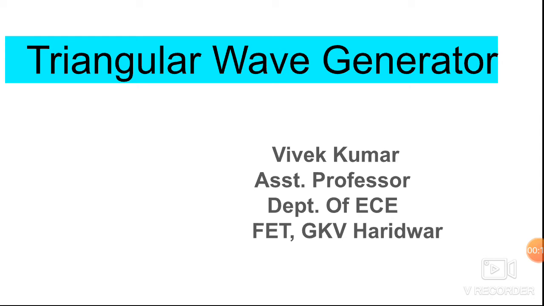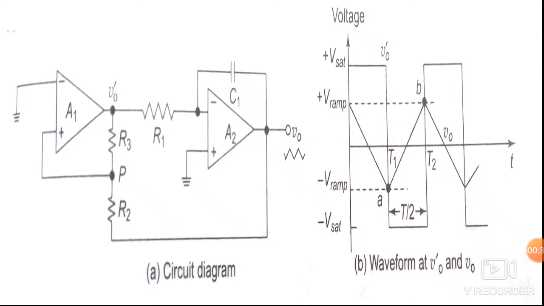Today we are going to discuss the triangular wave generator, that is another circuit in analog electronics. So this is the circuit of the triangular wave generator and the output waveforms.